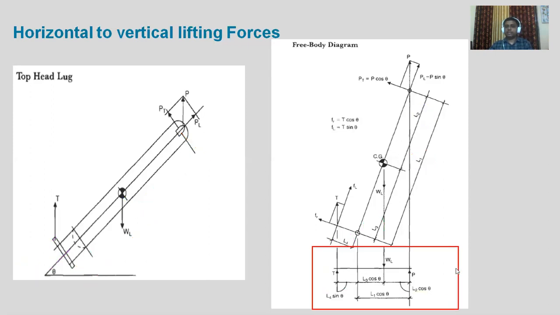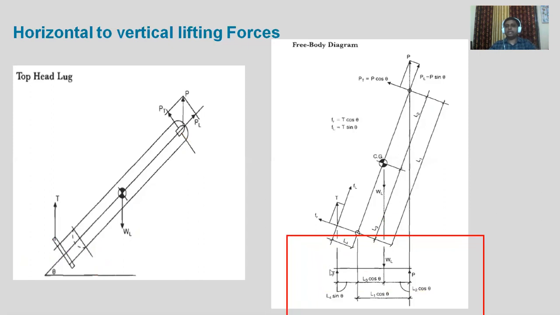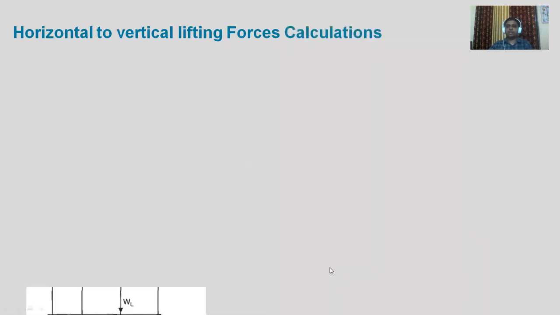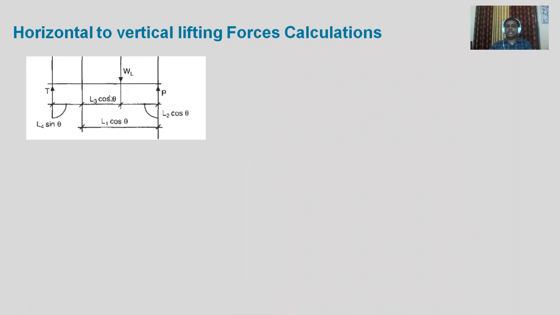So this is how it has been mentioned. Let's enlarge this and look at how it will look. This is the enlarged view of that resolution of forces, or the projected forces. We can see over here WL is a vertical reaction, which is the weight of the equipment acting downward. T is the tailing lug reaction and P is the lifting lug reaction.